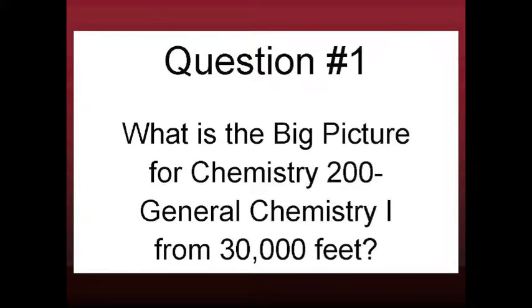What is a big picture for Chemistry 200 from 30,000 feet? Chemistry 200 is the first course of a one-year course, which is Chemistry 200 and Chemistry 201. It is designed mostly for science majors. It covers most of the concepts of Chemistry 152, plus new material. This course covers the principles of inorganic chemistry with an emphasis on problem-solving strategies.